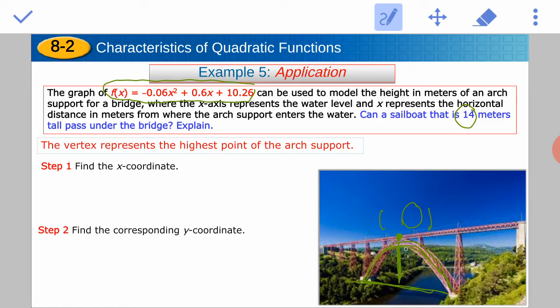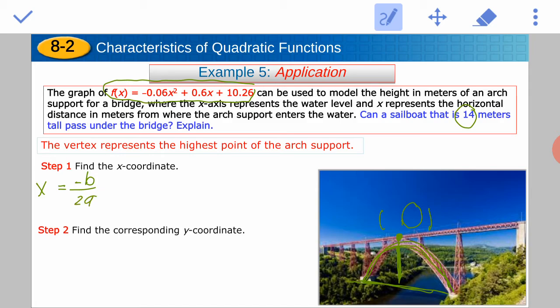If this distance is less than 14, this sailboat cannot cross under the bridge. But if this distance is higher than 14, my answer is yes, the sailboat can cross under the bridge. So guys, the first step in this problem is to figure out the coordinates of the vertex of this parabola from its equation, because we're not given the vertex in a coordinate plane. So guys, we're gonna use the formula x equals negative b over 2a.